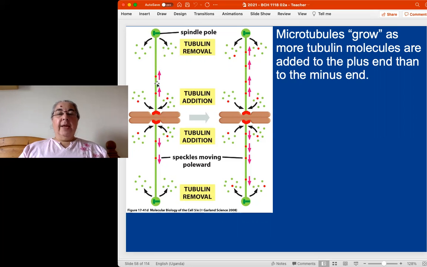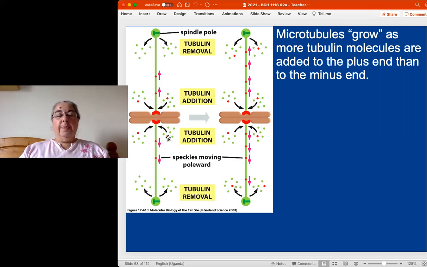And when the microtubules are growing towards the chromosome, more is being added than leaves. So there's a movement towards the chromosomes in this direction. There's a note here talking about speckles. This is an experiment which shows this movement.